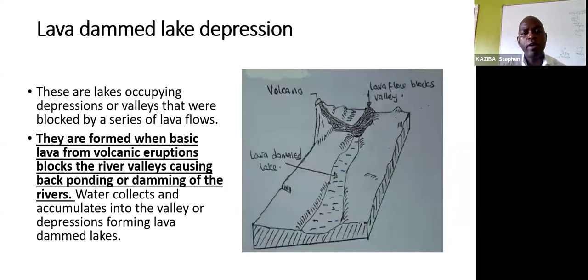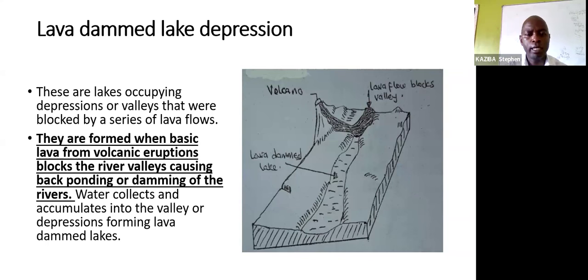Then you have a lava dammed lake depression. I'm not talking about a lava dammed lake because they're interested in landforms. But if they're interested in features, then you talk about lava. If they say account for the formation of, or examine the influence of extrusive volcanicity on the formation of different features, they bring in even the drainage features. But if they are specific on landforms, then you don't talk about those drainage features.